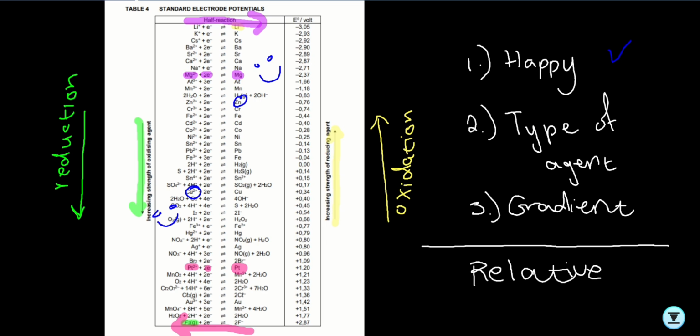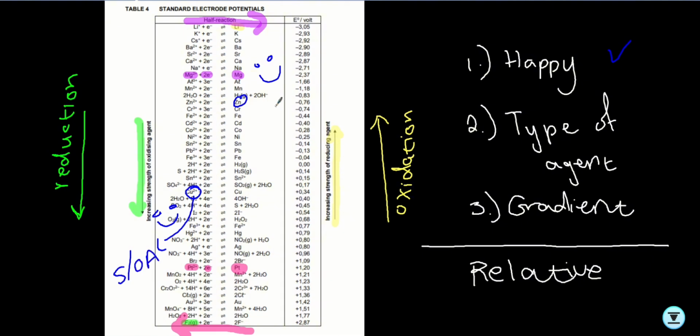Let's look at the type of agent it is, and this is how you're going to be answering questions within your papers, right? So the type of agent it is. Copper, as you can see, is further down on the table. That means it has a strong sense of being an oxidizing agent. It is really good at taking up electrons. So relative to zinc, it's the stronger oxidizing agent. And in this half reaction, copper is taking up electrons. So it is fulfilling its role of being a strong oxidizing agent.